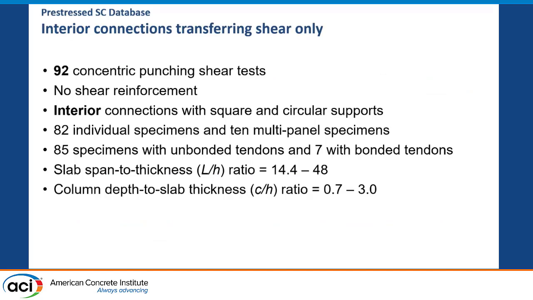So the database that was prepared summarizes the specimen parameters and the measured shear strength of the slabs available in the literature. 92 post-tensioned interior slab column connection tests were collected for the database. The slabs included in the database do not have any shear reinforcement. They had square and circular supports and were all tested under direct shear. Most of the slabs were individual connections, while 10 of them were multi-panel specimens with interior and exterior columns. The slabs in the database have both bonded and unbonded tendons.